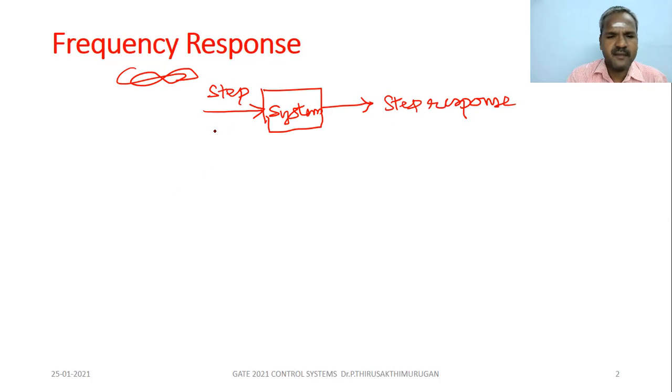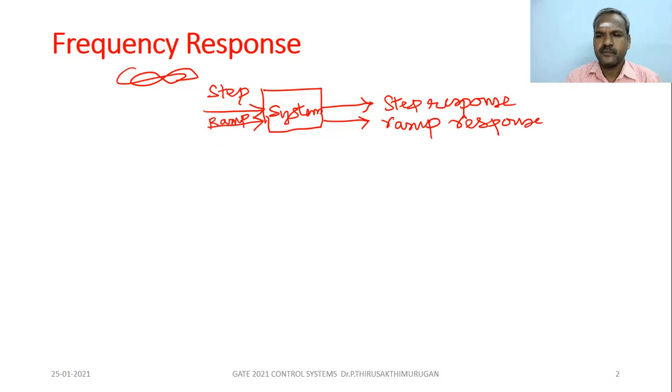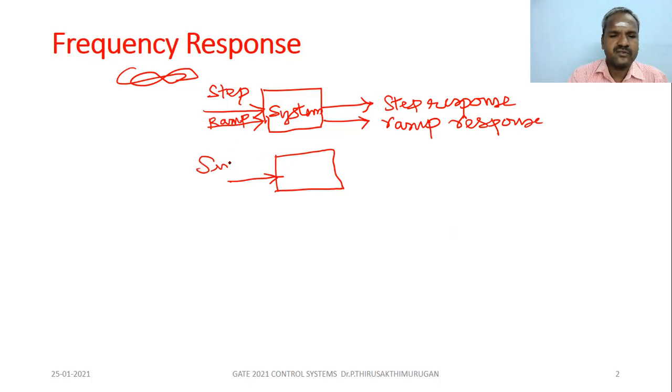Say if we give a ramp input to the system and measure the output in the scope, we will get a ramp response. Ramp input, ramp response. If we give a parabolic input, we get a parabolic response. Similarly, if we give a sinusoidal input to the system, what is the input? Input is sinusoidal.